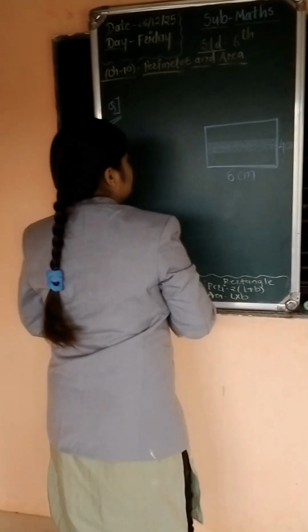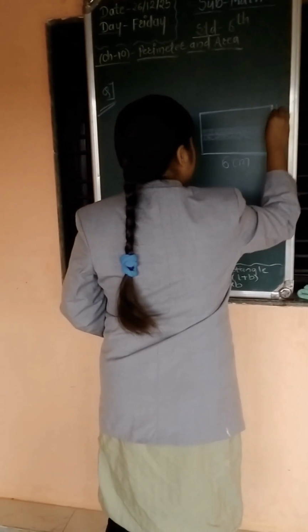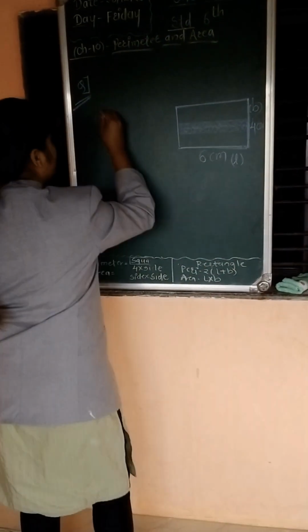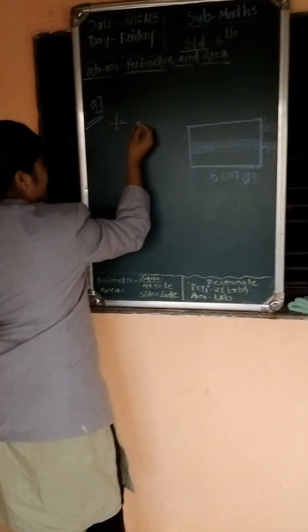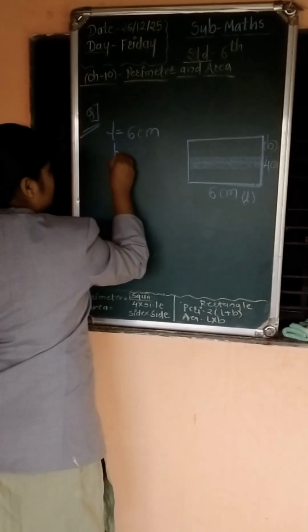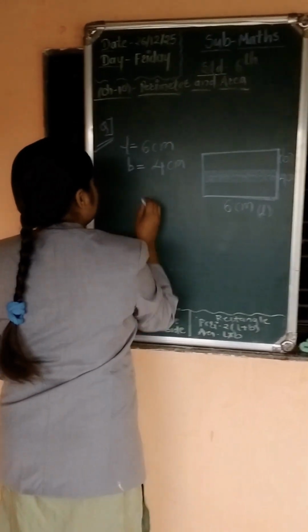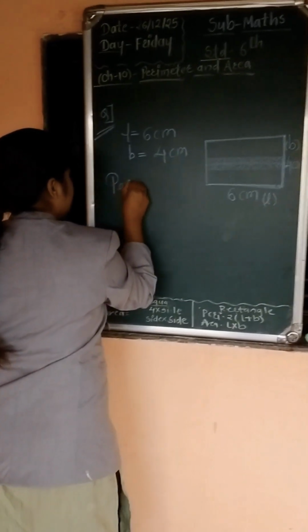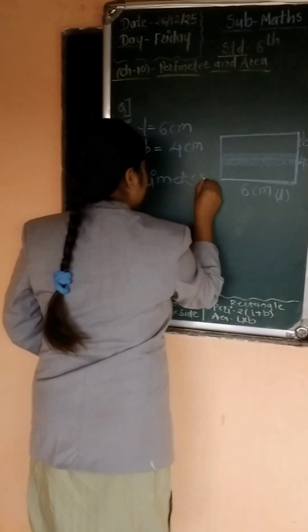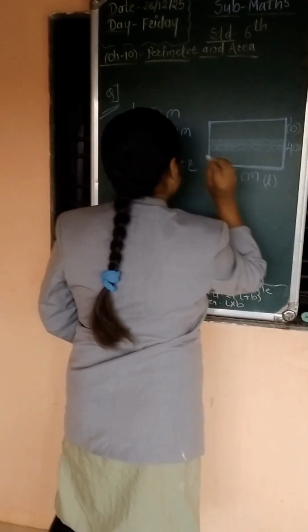Okay, so this side is called the breadth and this side is called the length. The length of the playground is 6 centimeter and the breadth of the playground is 4 centimeter. So we have to find out the perimeter of this rectangular playground.